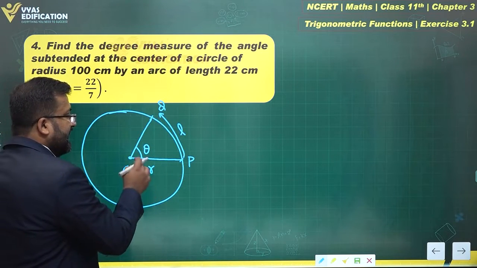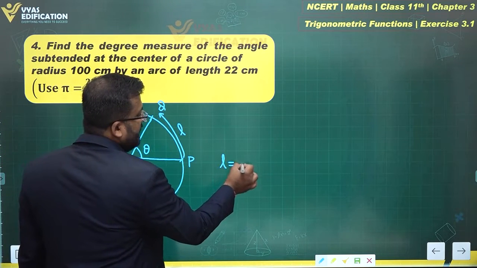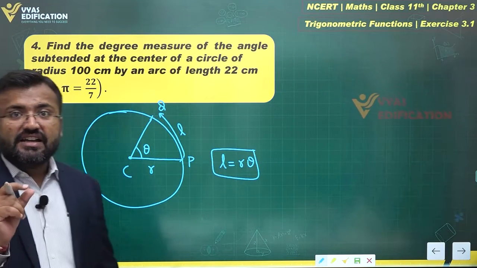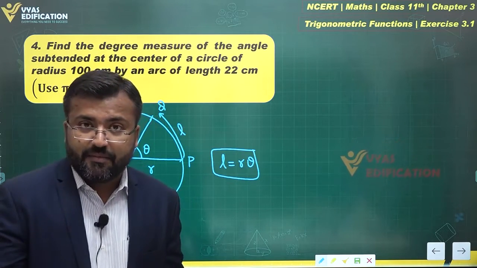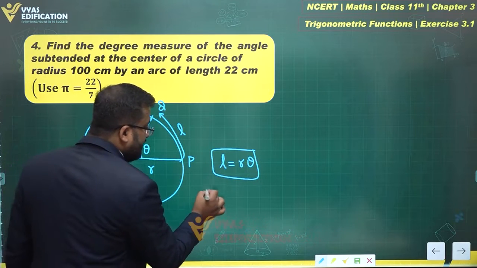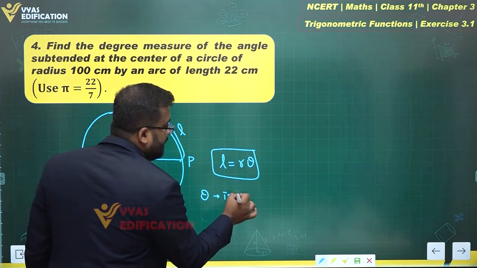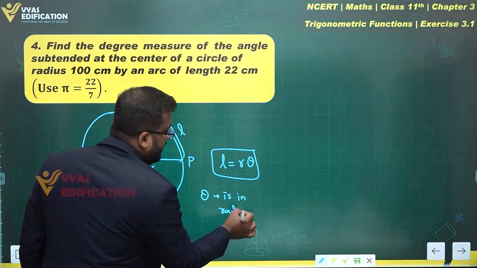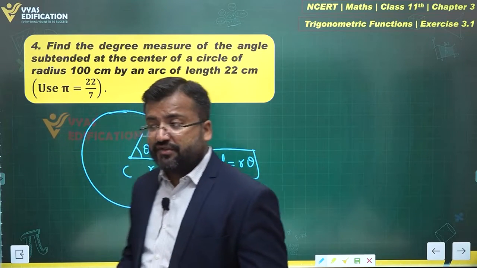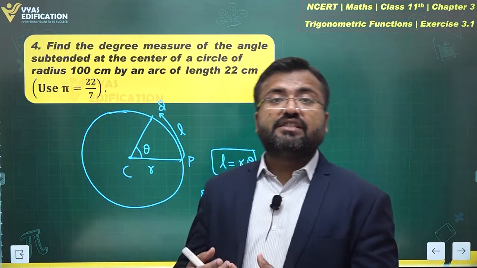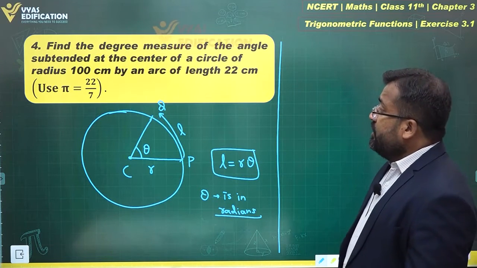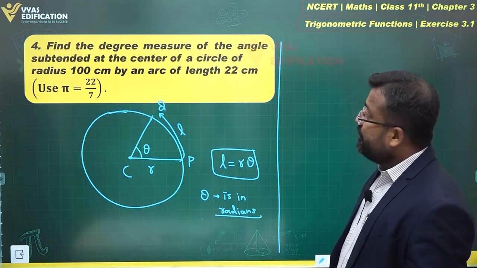So L, R and theta are related by the relation L equals R theta. The important thing is that L and R are lengths which can be measured in centimeters, meters, kilometers, whatever you want. But theta is measured in radians for this result. Once we find theta, we can convert it into degrees, or if we are given theta, we can convert it into radians as and when asked.